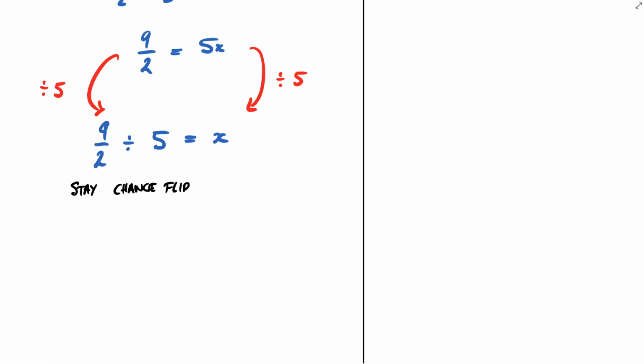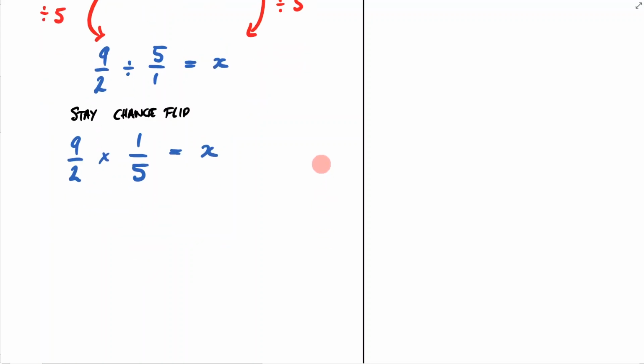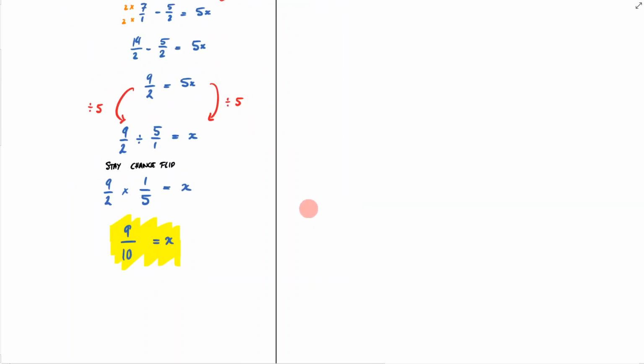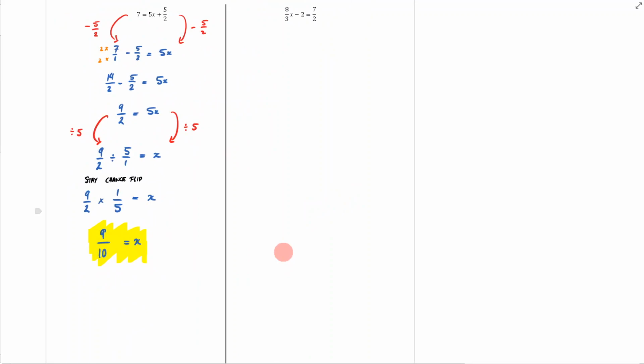I'm going to stay the first one. So that's going to stay as 9 on 2. My division will change to a multiplication. And then this is 5 on 1, right? So it's 5 on 1. I'm going to change that to 1 on 5. Just like that. And now that's what is equal to x. So now I can say that x is equal to 9 times 1 is 9, and 2 times 5 is 10. It will be 9 on 10 for my first answer there. So that is how you approach these questions. So hopefully that makes sense, and you can go and give the other ones a go now.